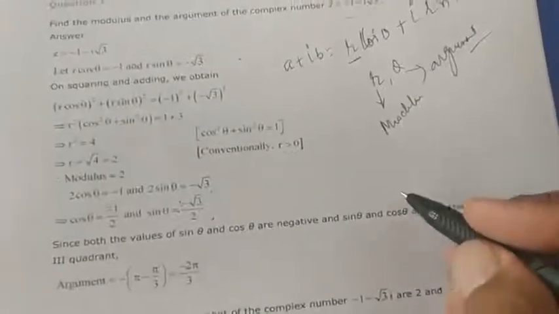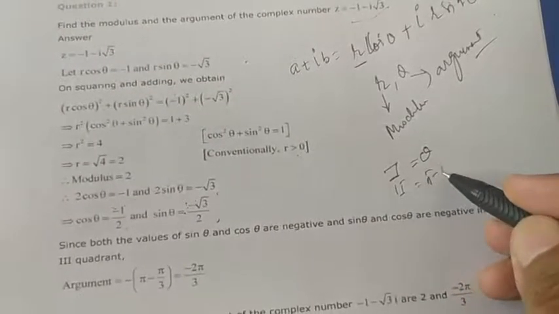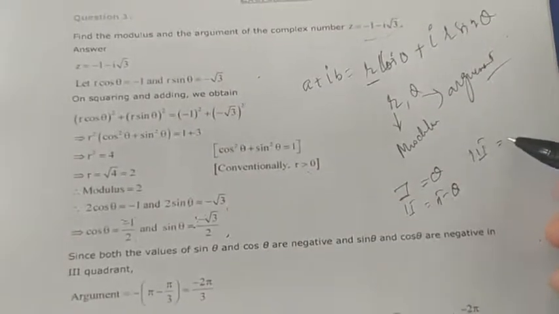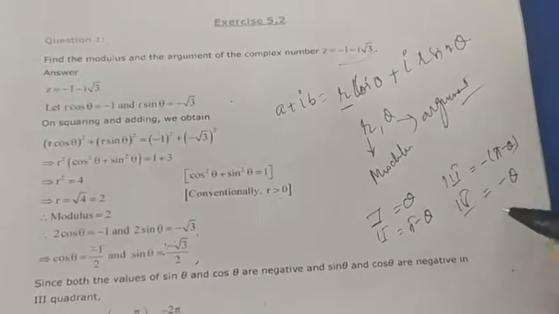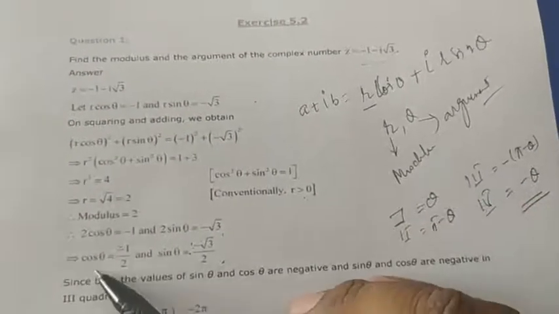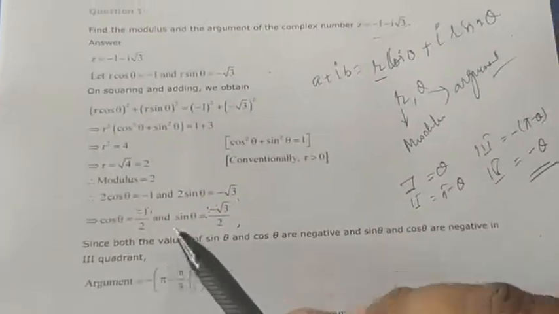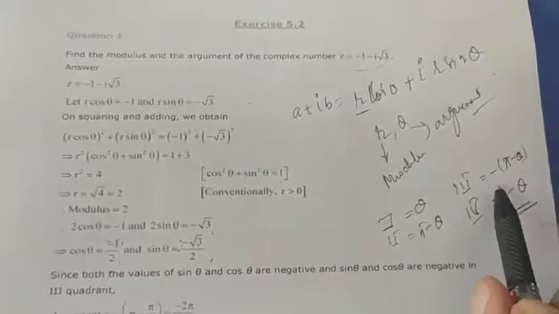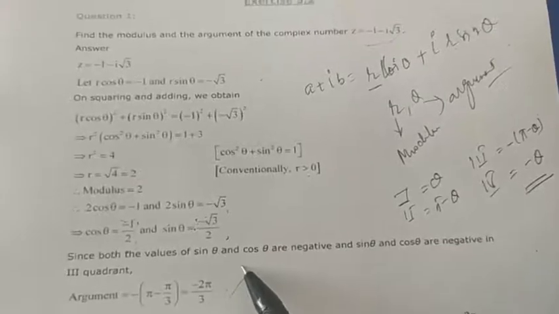In the first quadrant, you will directly write theta. In the second quadrant, you will write pi minus theta. In the third quadrant, you will write minus pi plus theta. And in the fourth quadrant, you will write minus theta. Right? We know that cos theta is 1 by 2 at what value? 60 degree, cos 60. That is pi by 3. So for the third quadrant, you have to write minus pi plus theta, minus pi plus pi by 3, it will be minus 2 pi by 3. That is the argument. So by this method, you will find the modulus and argument of the given question.